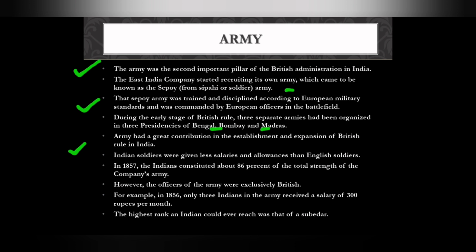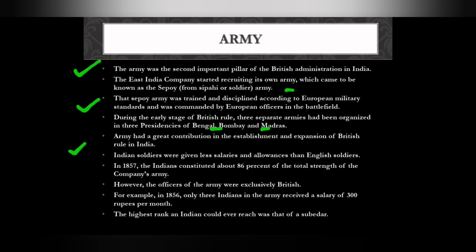Next, the army had a great contribution in the establishment and expansion of British rule in India. So the army had a very great contribution in order to establish and expand the British rule in India. Okay, Indian soldiers were given less salaries and allowances than English soldiers. When compared to English soldiers, Indian soldiers were paid very little.